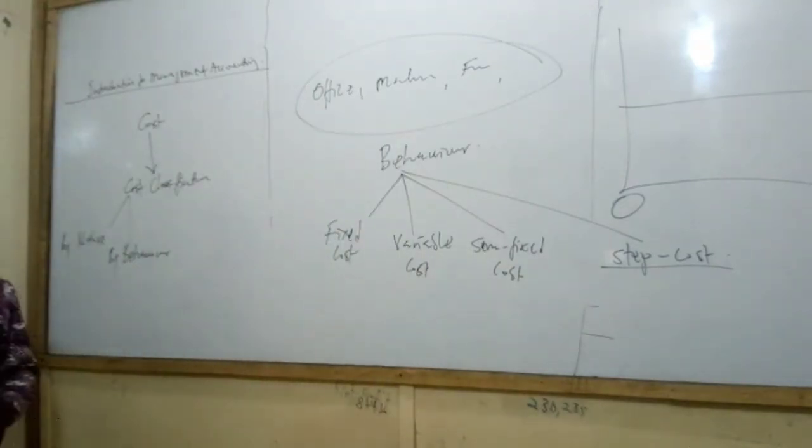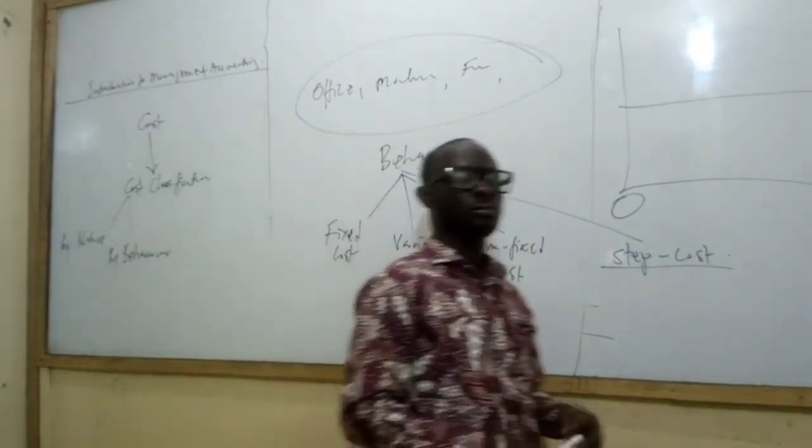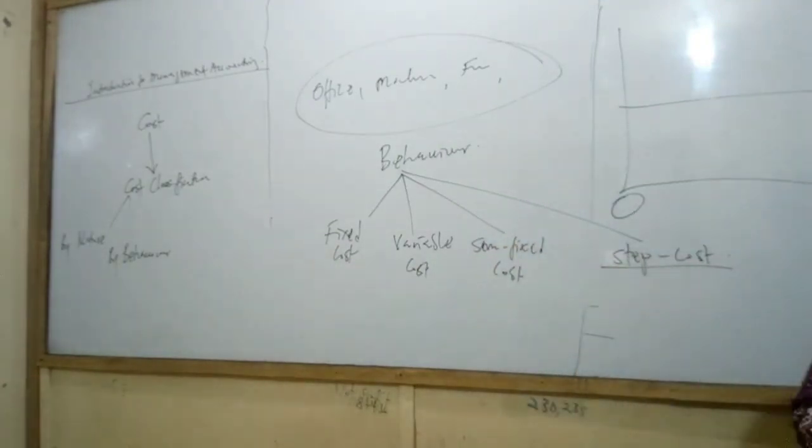So what is variable cost? It will depend on the output level. So how do we put it?